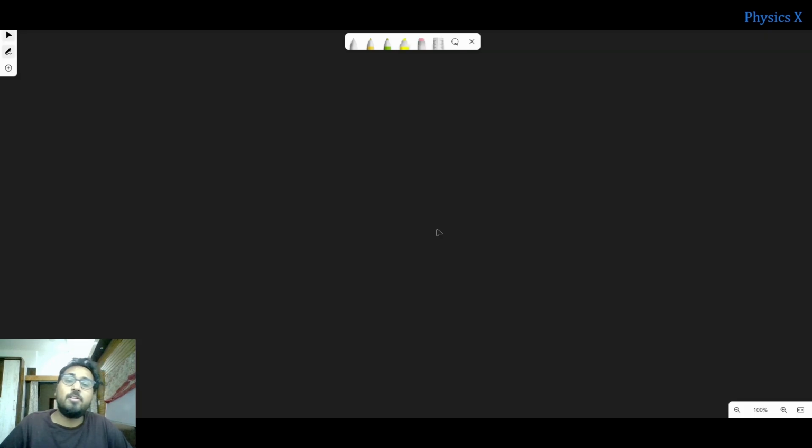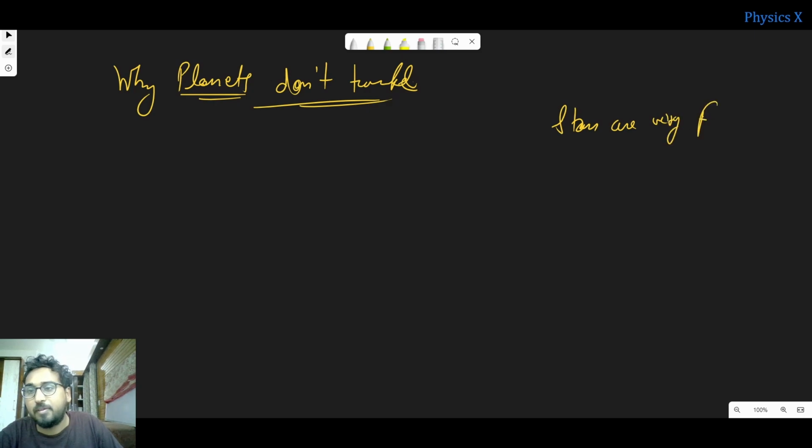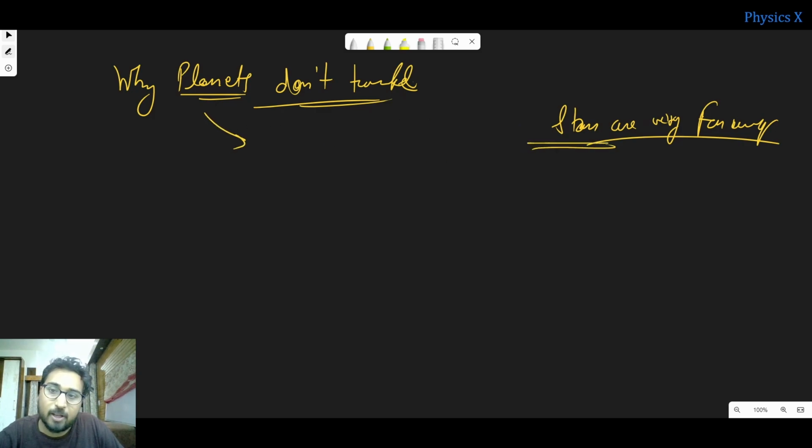Now there is another question: why don't planets twinkle? There are two reasons. I told you that stars are very far away. But planets are not that far as compared to these stars. They are a bit nearer to us. Suppose I draw a dot here, right? I ask you to observe this from very close to the eye. It will not appear to you as a dot. It will appear as a filled circle with yellow color.